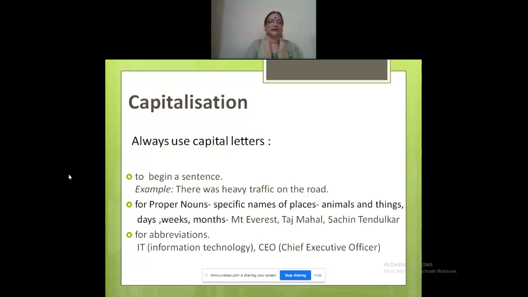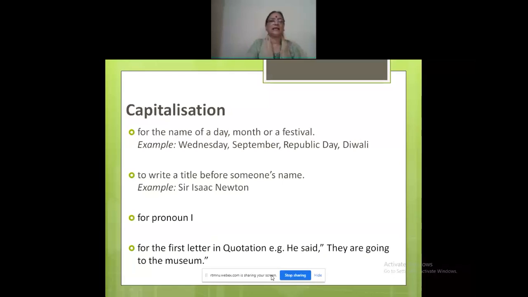Whenever we are using capital letters, we always use a capital letter to begin a sentence, for proper nouns, and for abbreviations. Information technology becomes IT, Chief Executive Officer becomes CEO. Then the name of a day, month, or a festival. So all these are very particular names. Week will be in small letters, but the name of a day in that week will be capital.